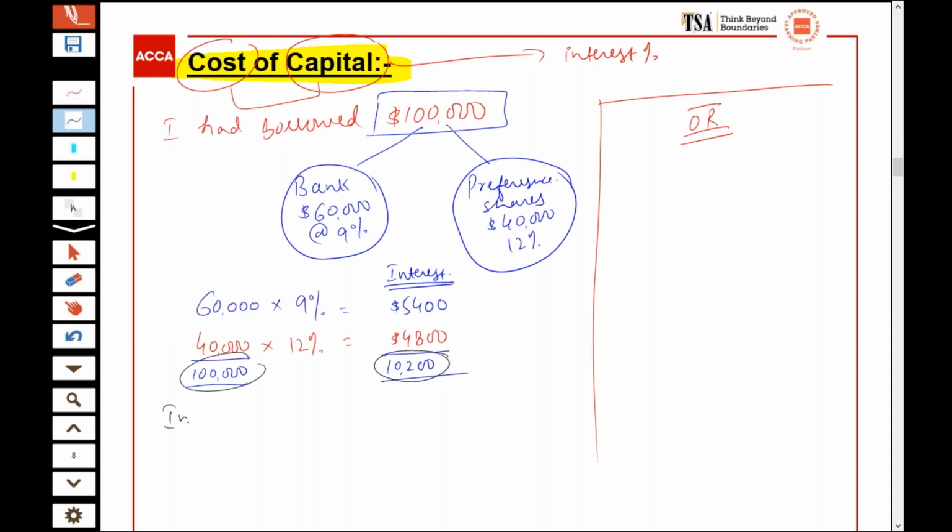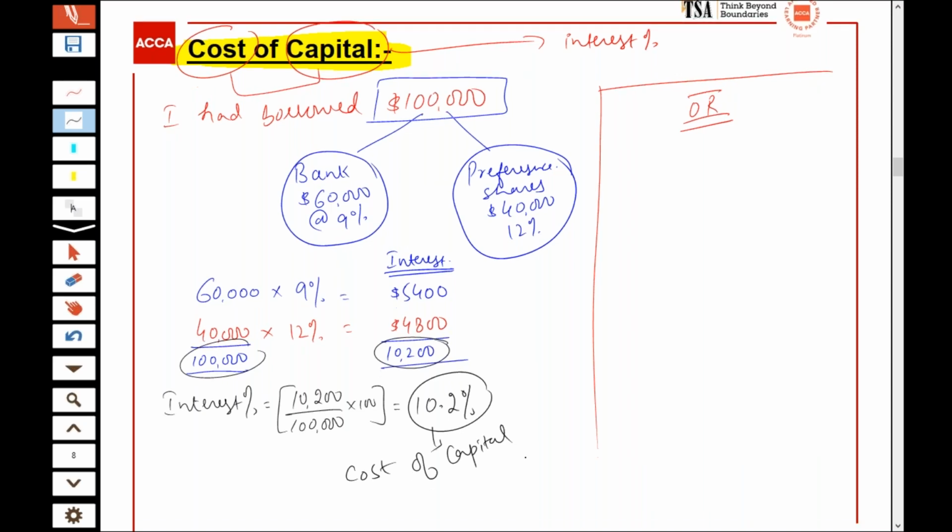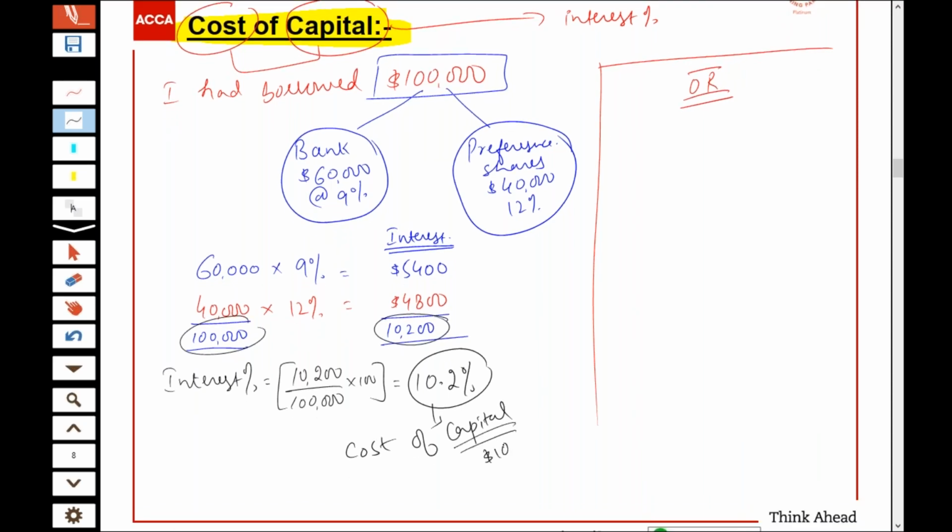So your interest percentage is 10,200 divided by 100,000 multiplied by 100. Your interest percentage would be 10.2%. 10.2% is my cost of capital. What is capital? 100,000. And what is the cost? 10.2. That means simple interest.